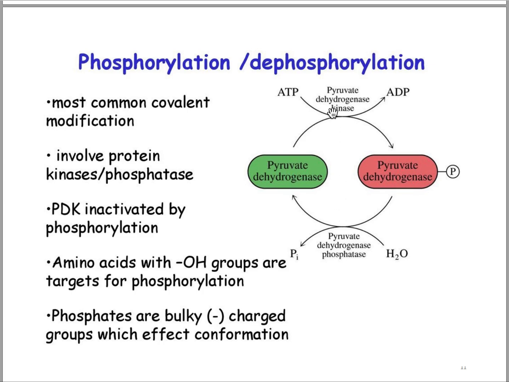Pyruvate dehydrogenase is inactivated by phosphorylation, and this phosphorylation is mediated by pyruvate dehydrogenase kinase. The inactivated pyruvate dehydrogenase can be activated by pyruvate dehydrogenase phosphatase. That means phosphorylation inactivates pyruvate dehydrogenase, and dephosphorylation activates pyruvate dehydrogenase.